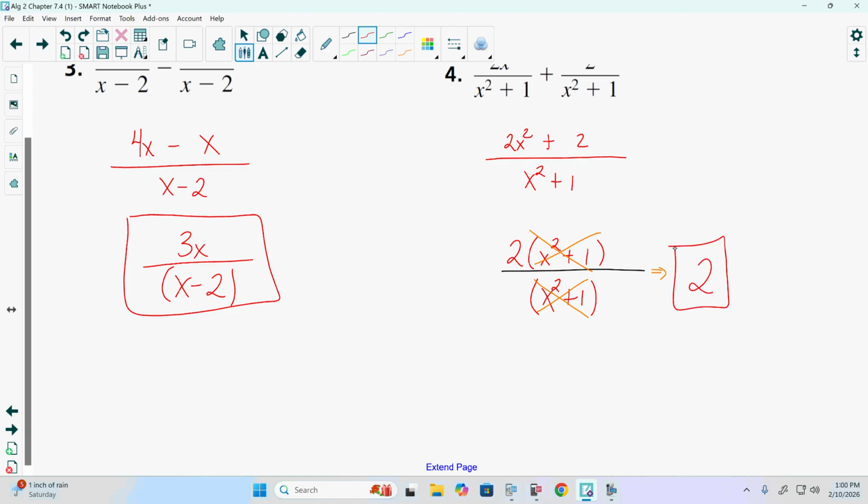Because I was able to rewrite the numerator as 2 times that x squared plus 1, we have 2 terms being multiplied together. The x squared plus 1 on top and bottom now can reduce. If it had been 2 plus that x squared plus 1, we still have addition. It still doesn't work because that 2 and the plus makes those stuck together. Yes? Questions on this here?